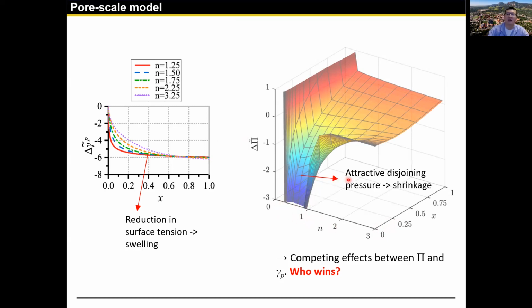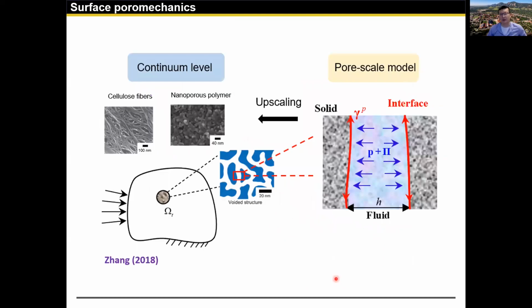And that attractive disjoining pressure in the context of a porous medium will cause a shrinkage of the skeleton. So now we have a competition going on for small pores at small pressure levels. We don't know which effect wins. To study that, we need to build a continuum scale model.